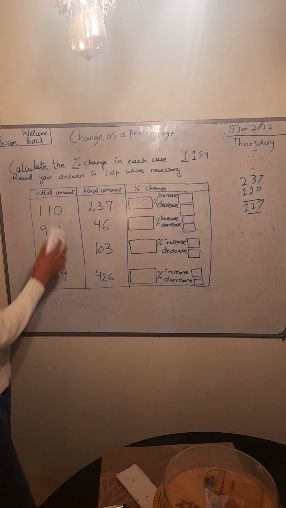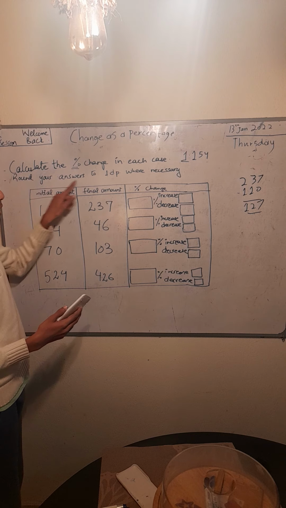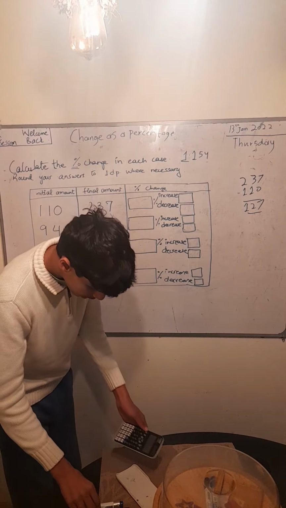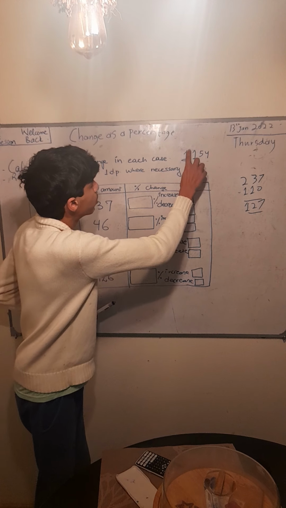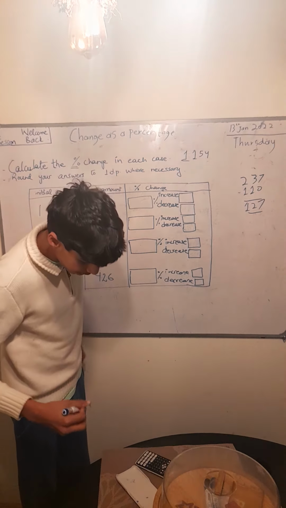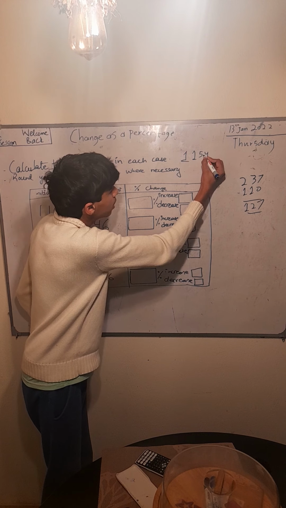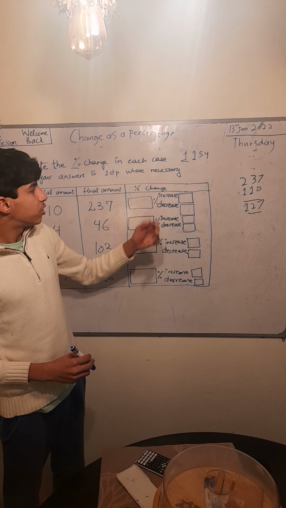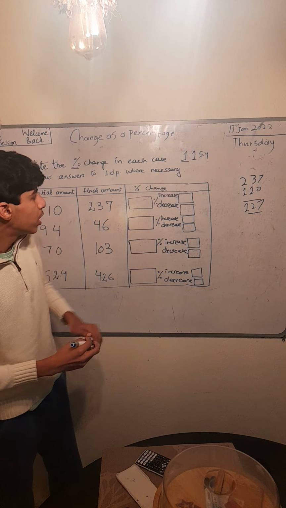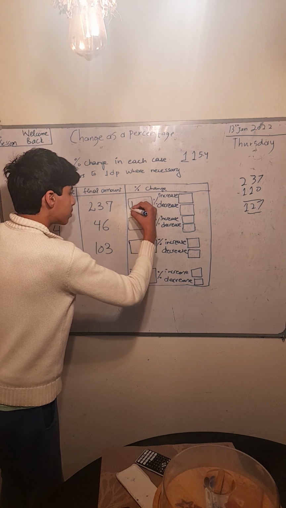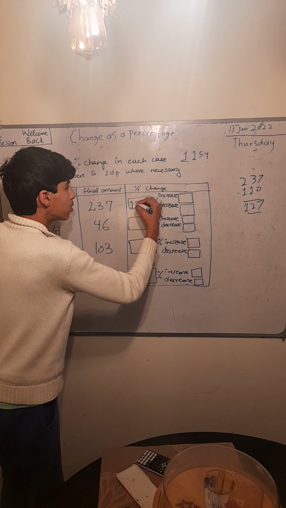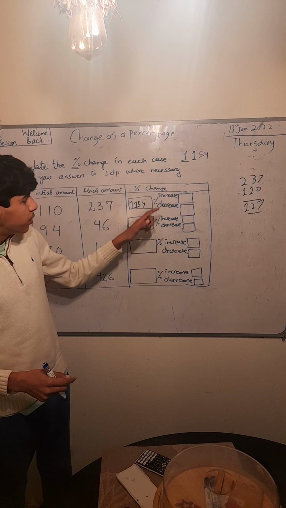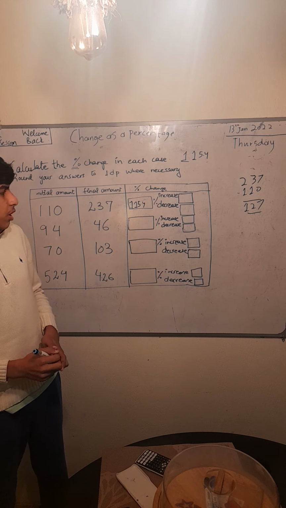So here let's come back. It is written round your answer to 1 dp where necessary. So I have 115.4. Here is our decimal. So let's see if it is rounding or it is not rounding. So the answer is 115.4. Simple. Now we have to see if the amount is increasing or decreasing.